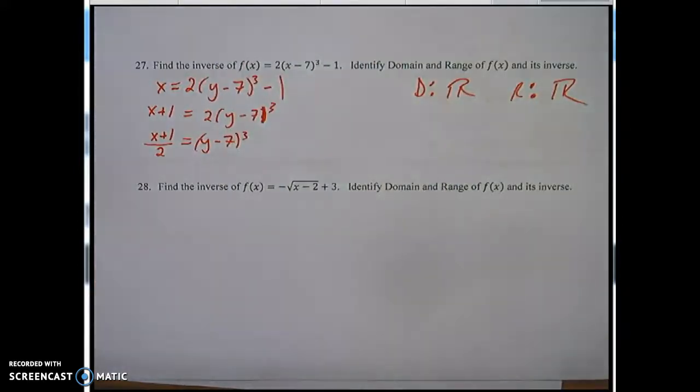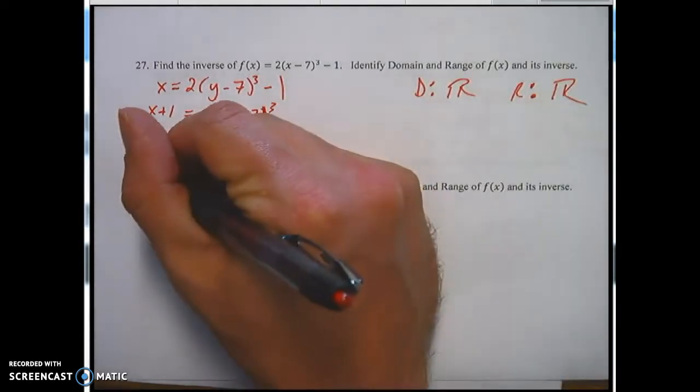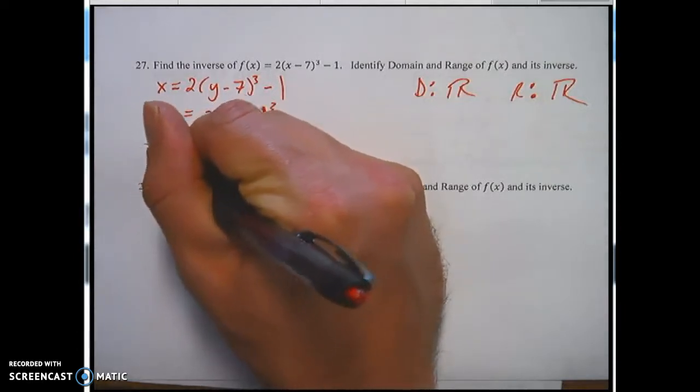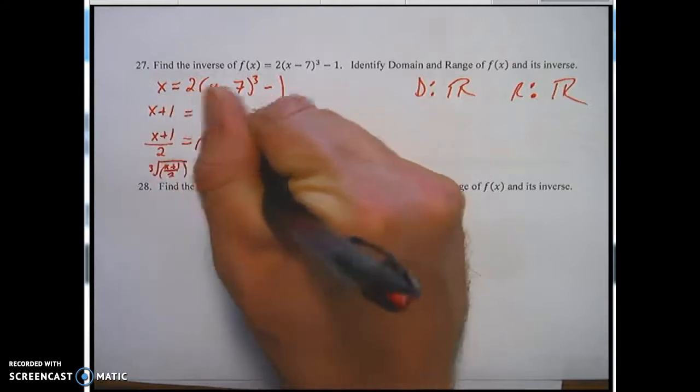And you can leave it like that. If you prefer to write it as x over 2 plus 1 over 2, you can. But this form's a little bit simpler. So just leave it like that. The next thing we want to get rid of is the cube. And of course, the opposite of a cube is a cube root. So I'm going to take the cube root of both sides. Cube root of (x plus 1) over 2 equals y minus 7.